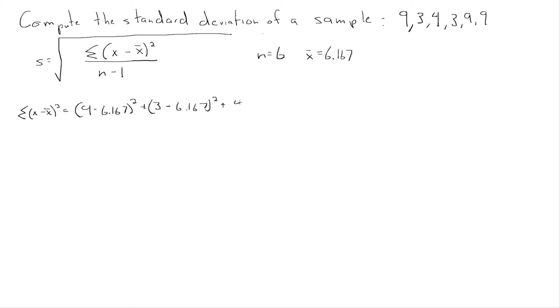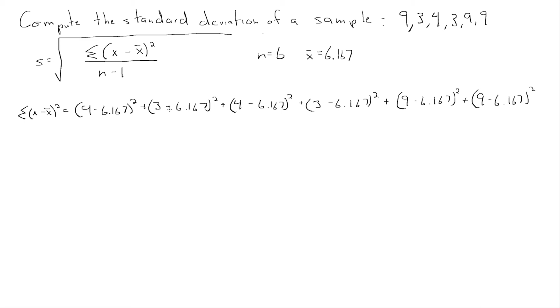And then we add on another piece, which is the 4, our next data value, minus our sample mean, the 6.167, and we'll square that. And we'll repeat this for every single one of our data values. We'll take them, we'll subtract away our sample mean and square them. This is going to give us an inner portion of the sample standard deviation. This takes a little bit of time if you're going to do this by hand.